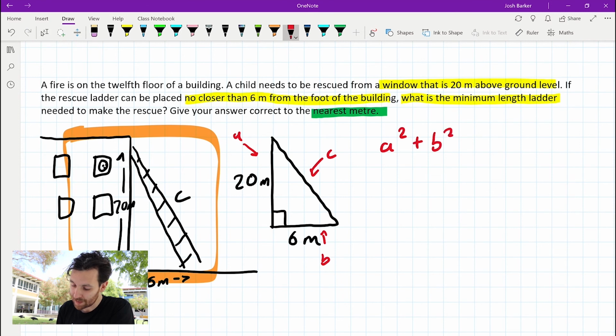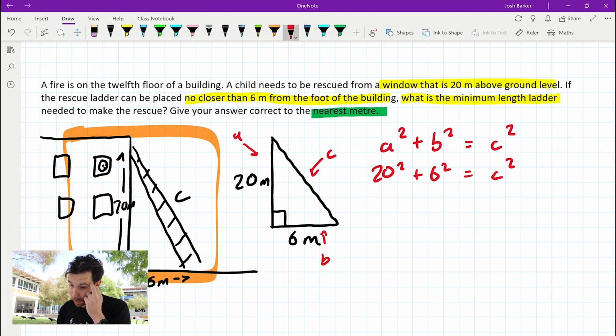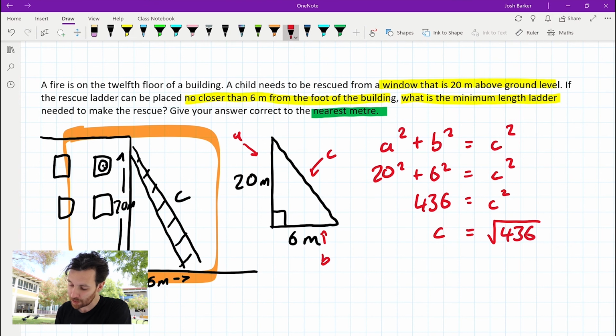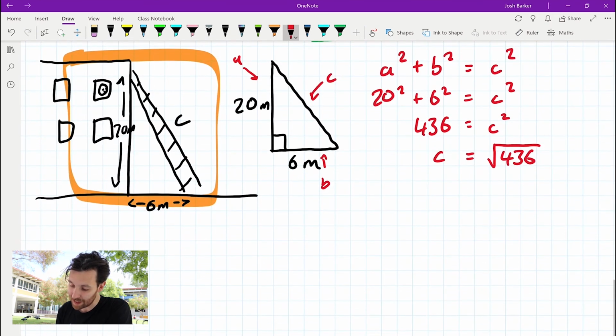So again, I'm going to follow my steps. I'm writing the equation down. I'm going to substitute my values in. So 20 squared plus 6 squared equals the hypotenuse squared. I think I've pre-written this one, or will I have to get my calculator out? Oh no, I've pre-written it. Go me. Okay, so now we have 436 is the sum of those two squares added together. So again, what number multiplied by itself will give us 436? So we need to find the square root of 436 and round it to the nearest meter.